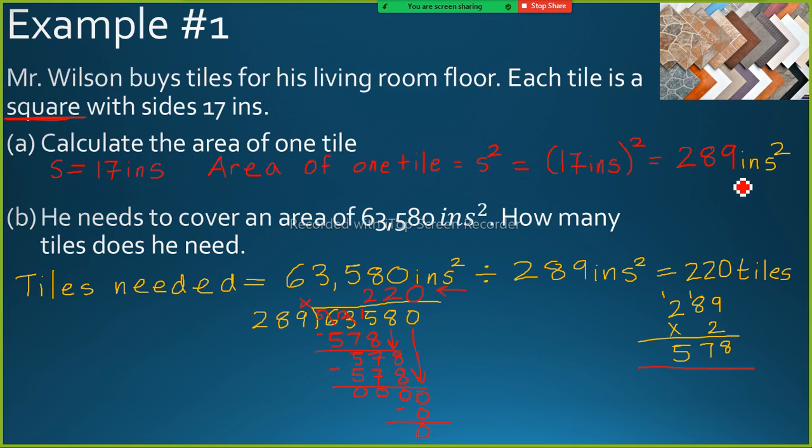Okay. So if you know how much for one tile, and you know you want to cover this whole space, which is 63,580, you want to cover that entire area. We already know how much one tile covers. So you need to divide this big number by 289 because that is the amount that one tile takes up. All right. So that's where we get the 289 from.